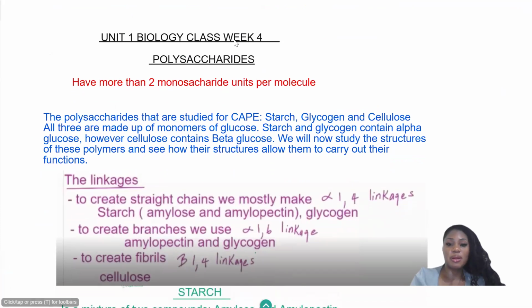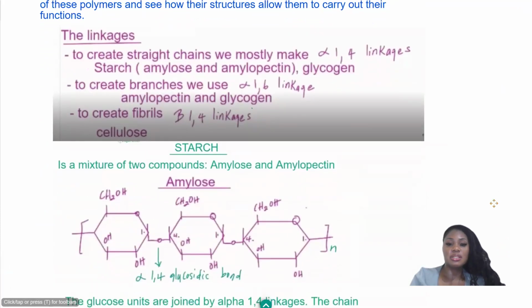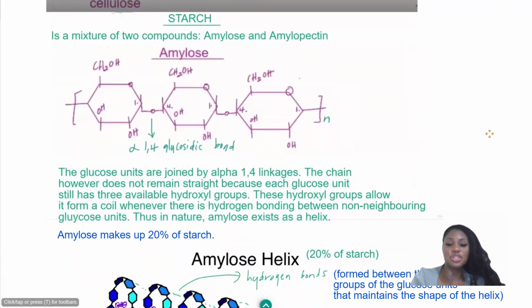So we're dealing with polysaccharides. Okay, so that's our first thing. And then we started speaking about starch. And we saw that starch has two molecules, amylose and amylopectin.